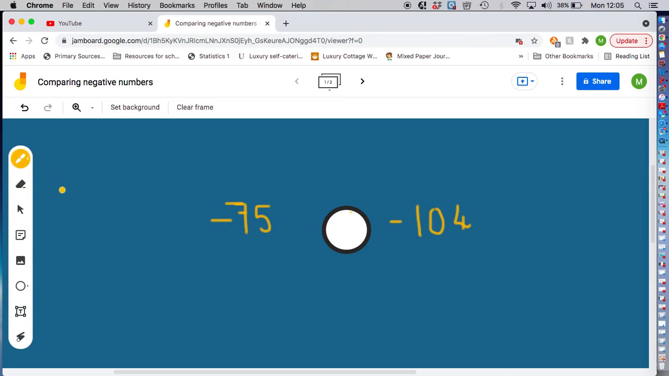So hopefully you paused the video, and some of you might have done a sketch off the number line, and that's fine. Which one of those is greater? Which one is closer to 0? Is it negative 75 or negative 104? I know that negative 104 is further away from 0 than negative 75. This means it's 104 jumps below 0, and this one's only 75 jumps below 0. So I've had to jump further, so this must be smaller. So negative 75 is greater, because it is closer to 0 than negative 104.